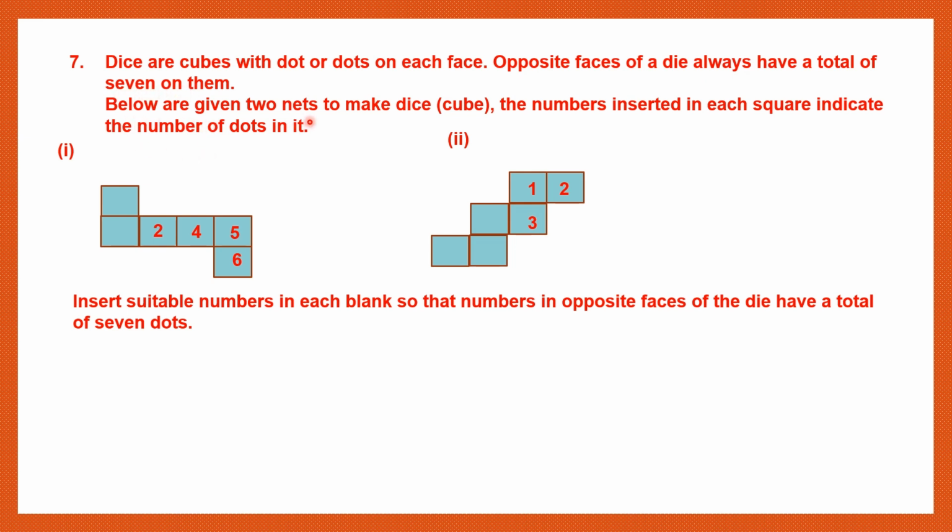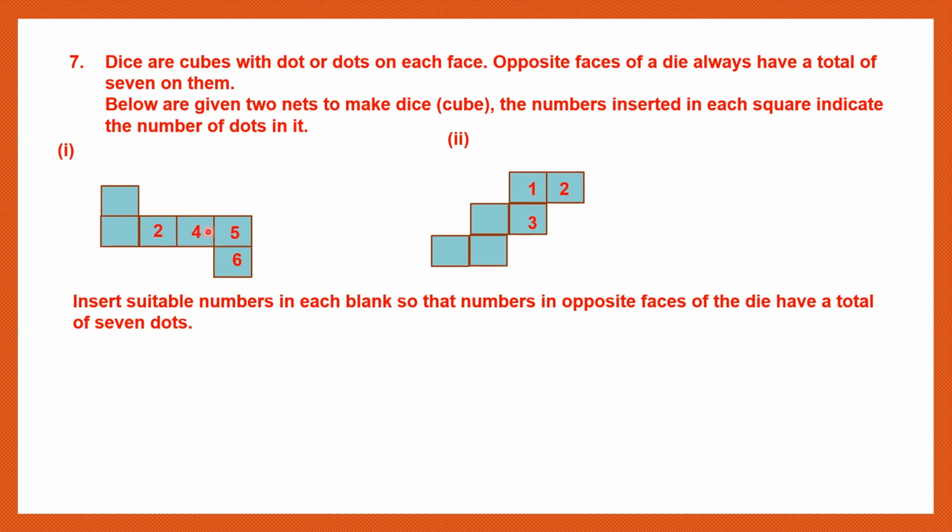Below are given two nets to make dice. So here we have 1 and 2, two nets of a die, a cube. The numbers inserted in each square indicate the number of dots in it. So if the number is 2, it's indicating that there are 2 dots there. So instead of putting 2 dots, the number is given as 2. Similarly here, instead of putting 4 dots, it's given as 4.